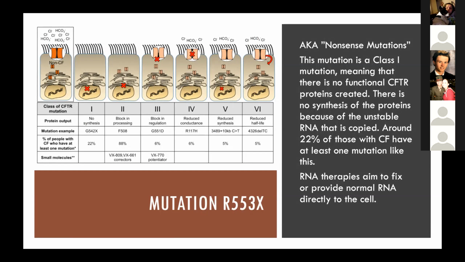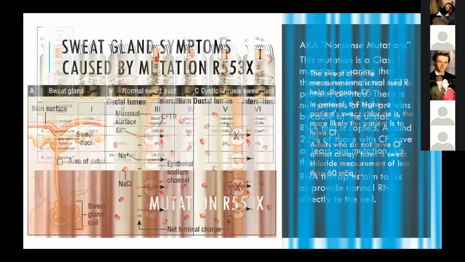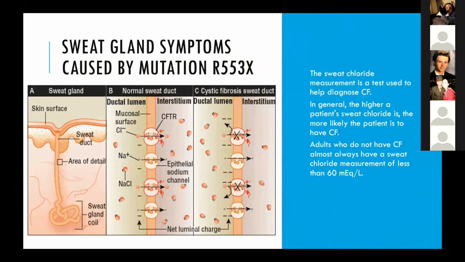sorry about that, around 22% of those with CF have at least one mutation like this, which is connected with another mutation that causes the CF disease. The sweat glands that are affected, the symptoms, well, it can be tested through the sweat chloride measurement, a test used to help diagnose CF. Generally, the higher the patient's sweat chloride is, the more likely the patient is going to have CF.